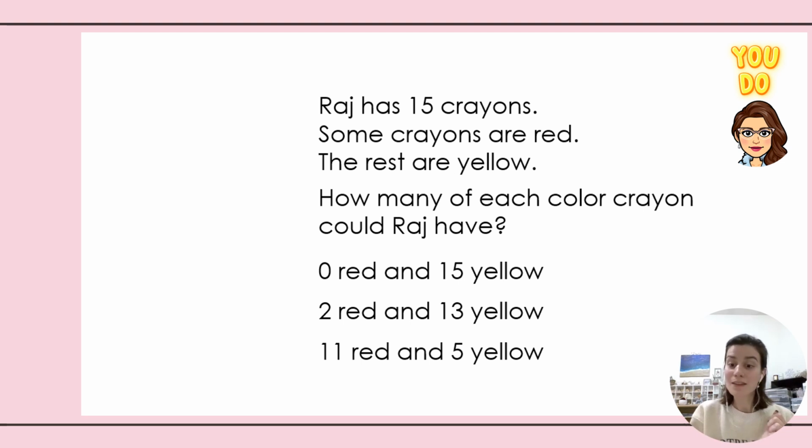I will first read the problem. Raj has 15 crayons. Some crayons are red, the rest are yellow. How many of each color crayon could Raj have? And it gives you answer choices. So the answer could be 0 red and 15 yellow, 2 red and 13 yellow, 11 red and 5 yellow. Some of these could be correct, some of these could be incorrect, right? So it just depends on you working it out and figuring out what's correct or not, okay?